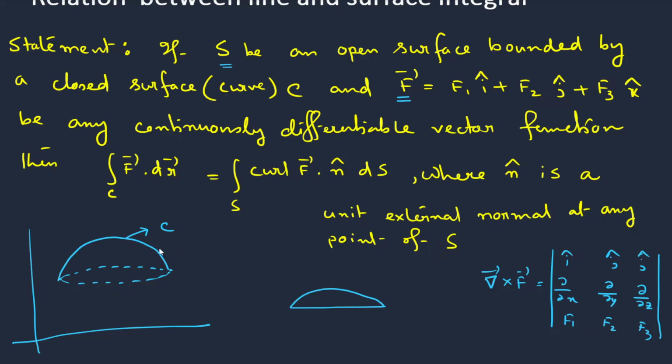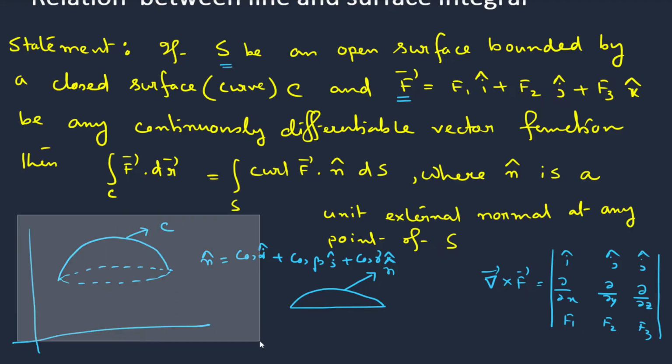Now this n cap is what? If we draw a perpendicular outside, then along this direction the unit vector is n cap. So n cap has some values also. Since it's a direction vector, along the x-axis it has some component, along the y-axis also it has some component. So we can write it like this: cos alpha i cap plus cos beta j cap plus cos gamma k cap. Now why cos alpha, cos beta, cos gamma? So let me explain.